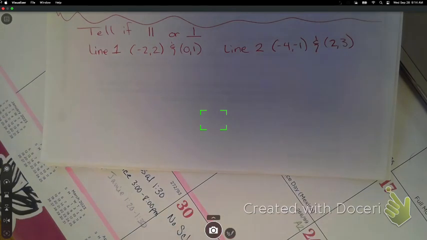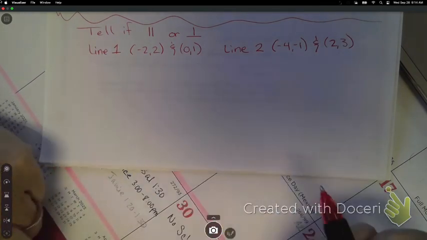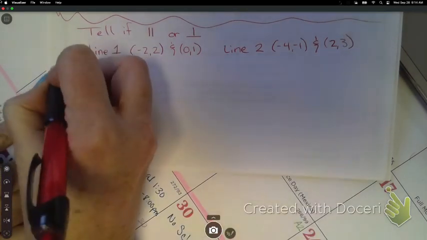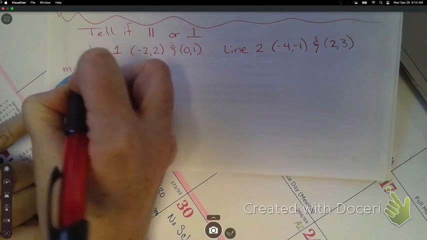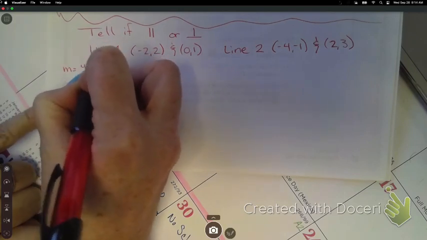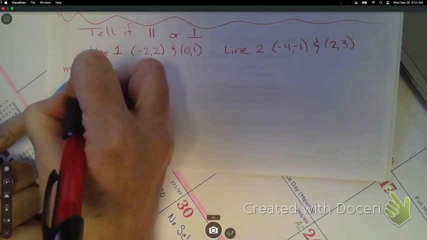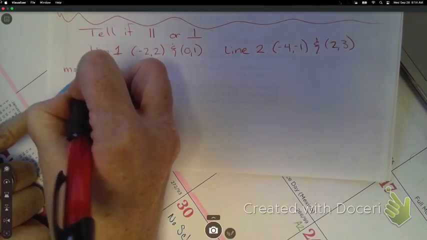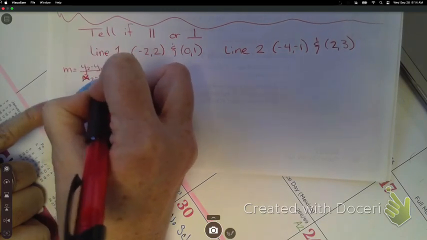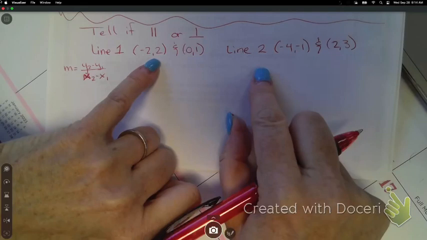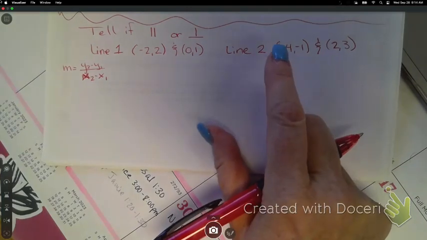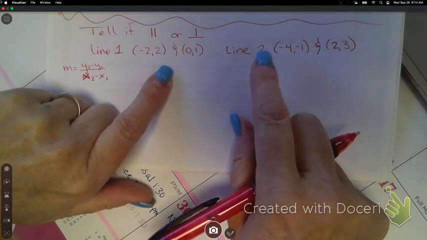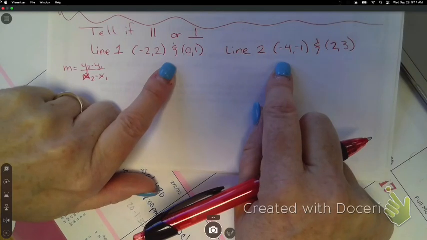Okay, so we need to find out what their slopes are. So the slope formula is m equals y2 minus y1 over x2 minus x1. So how many times do we have to find a slope? Twice. So find the slope on both of them. Do it in your notes.